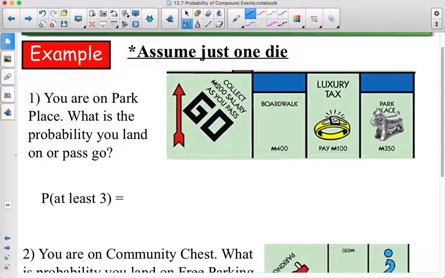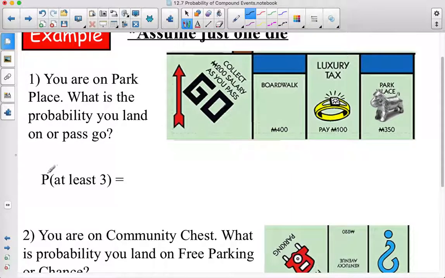Well, in order to land on or pass Go, you need to roll a 3 or more. So you need at least a 3 in order to land on or pass Go in order to collect a little bit of money. So the probability, and like I said, we're just going to imagine rolling 1 die, so our model is a little simpler, of getting at least a 3.